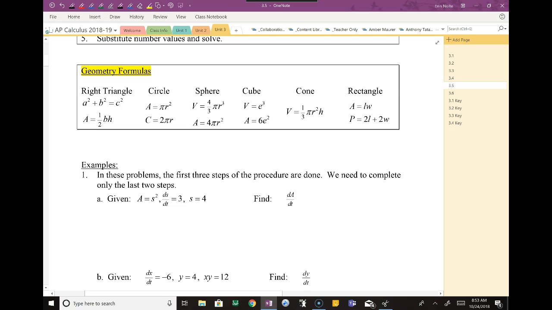Circles. You know the area of a circle is pi r squared, and the circumference of it is 2 pi r. A sphere, we already talked about this earlier today. The volume is 4/3 pi r cubed. The area of a sphere, anybody know this one? 4 pi r squared. That's the surface area.